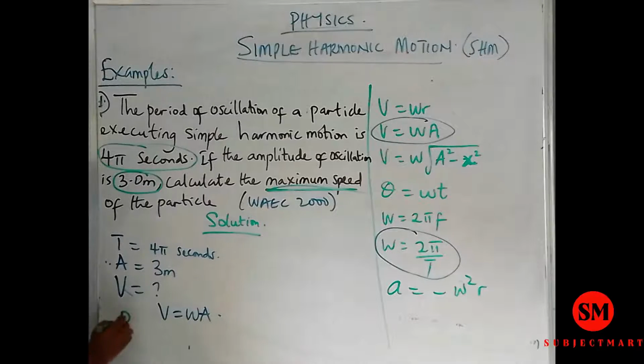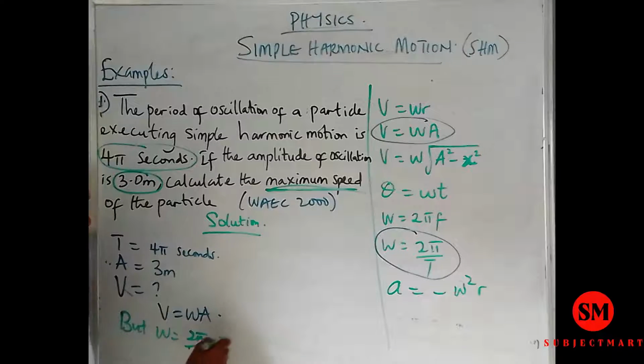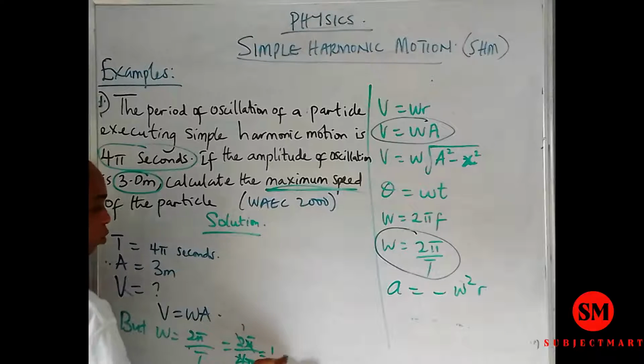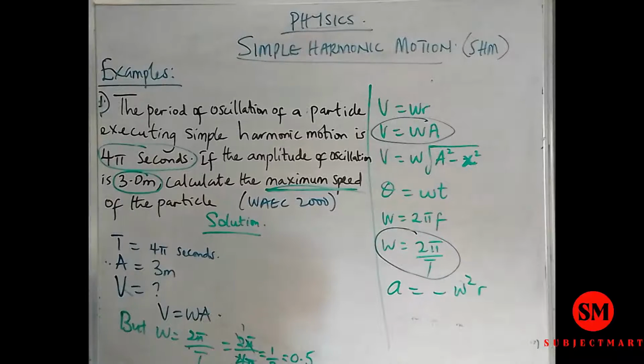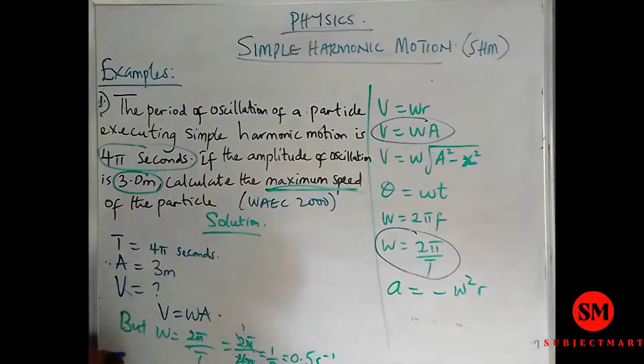But w is equal to 2 pi over T. So we have 2 pi over T. Our T here is 4 pi. Pi cancels pi. 2 here, 2 here, so we have 1 over 2, which equals 0.5 as our w. So we have 0.5 per second as our w, which is the angular speed.